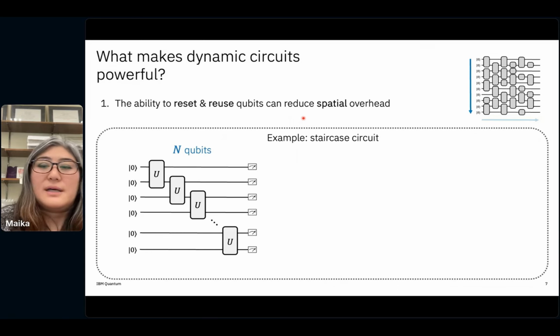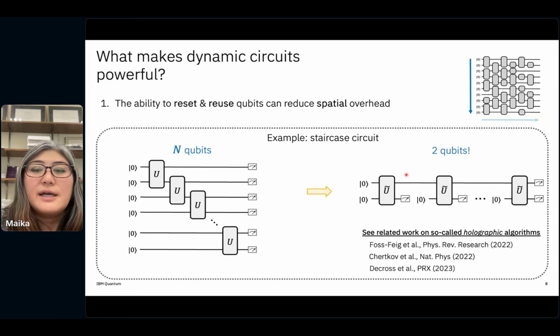A simple example of this is in the following staircase circuit, where we apply a sequence of two qubit unitaries and make a terminal measurement. Naively running this circuit requires n qubits. However, we can notice that on the left-hand side, each qubit isn't used at all after the staircase until the measurement. So we might as well move the measurement up as far as possible. And once we do that, we might as well just reset and reuse the qubit for the next staircase.